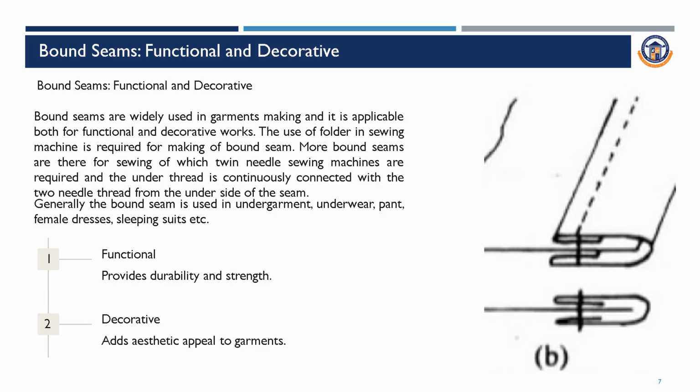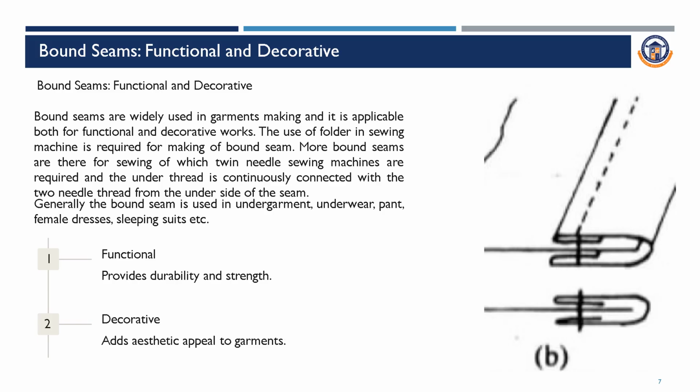Bound seams are widely used in garment making, and are applicable for both functional and decorative work. The use of a folder in the sewing machine is required for making bound seams. For more complex bound seams, twin needle sewing machines are required, and the under thread is continuously connected with the twin needle thread from the underside of the seam. Generally, the bound seam is used in undergarments, underwear, pants, female dresses, sleeping suits, etc. It provides durability and strength.